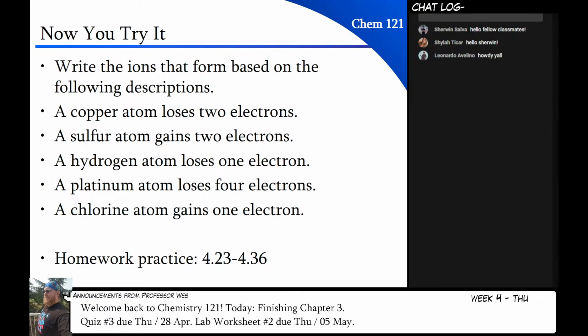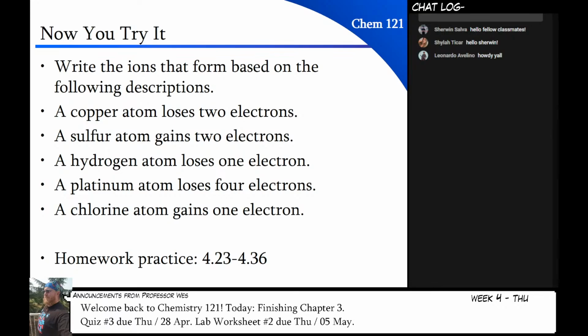And I will let you know what's going on with the quizzes at the end of this lecture when we assign quiz number 4, because they'll be due a little bit early, so I can release the answers early. But quiz number 3 is due tonight, so make sure that you get that in by the deadline. There is a 24-hour window after that, which you can still submit it. Lab worksheet number 2, which is not really difficult enough for me to spend time talking about it, is due Thursday the 5th.